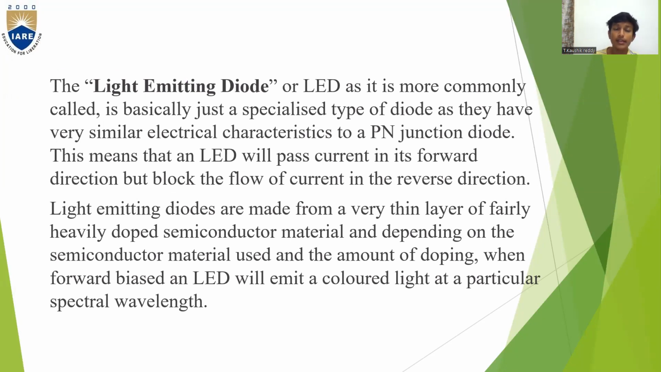The light emitting diode, or LED as it is more commonly called, is basically just a specialized type of diode, as they have a very similar electrical characteristic to a PN junction diode. This means that an LED will pass a current in its forward direction but block the flow of current in the reverse direction. Light emitting diodes are made from a very thin layer of fairly heavily doped semiconductor material, and depending on the semiconductor material used and the amount of doping, when forward biased, an LED will emit a colored light at a particular spectral wavelength.